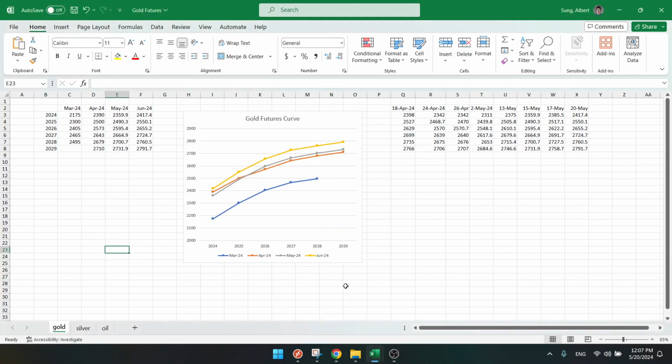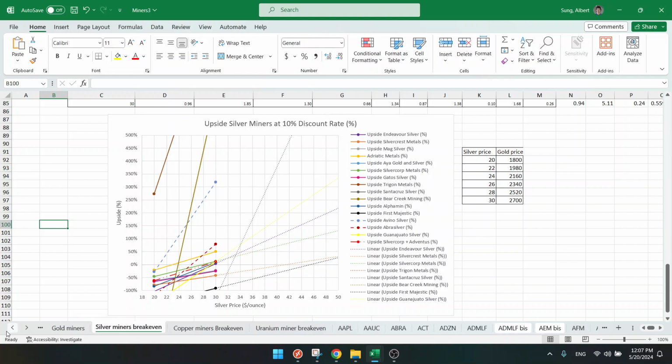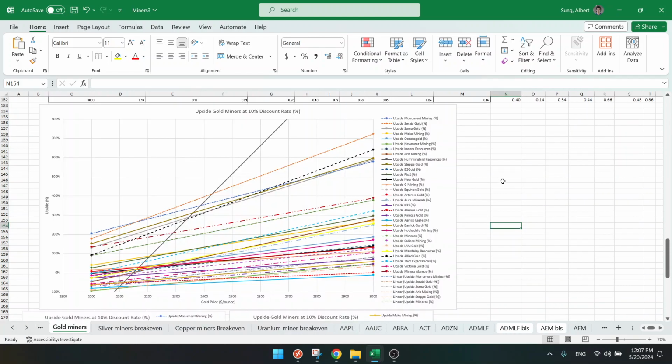So that's how we use the futures curve. Now on to these valuations. So for gold miners, we know that gold is going to rise from the current 2,400 level to 2,800 in the coming years, based on the futures curve. And that futures curve can even rise or drop, but probably it's going to rise even more. So 3,000 is also possible.